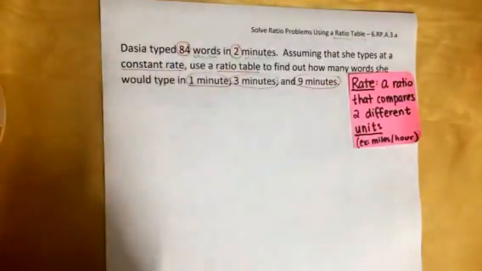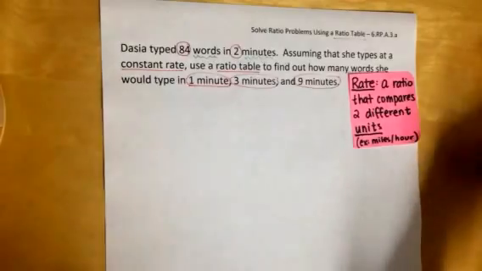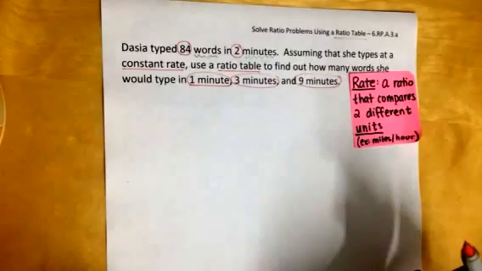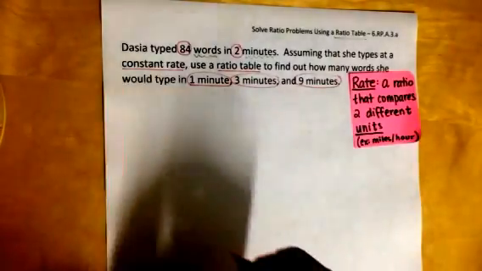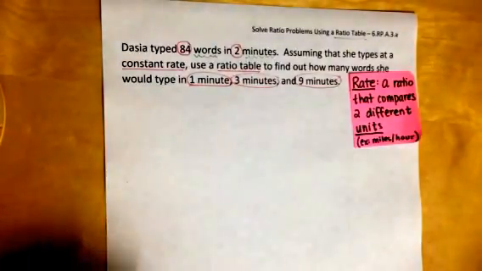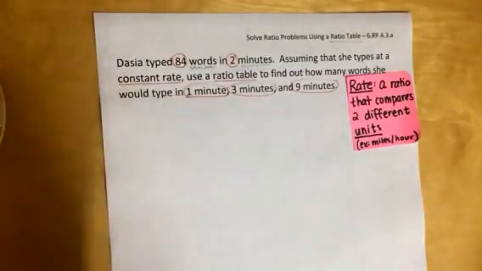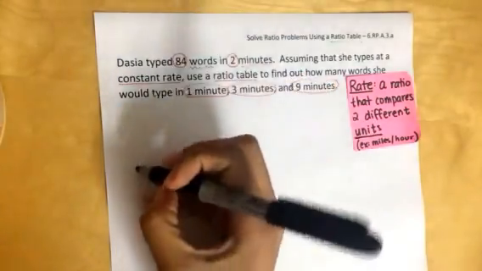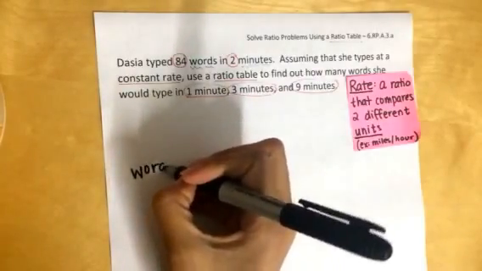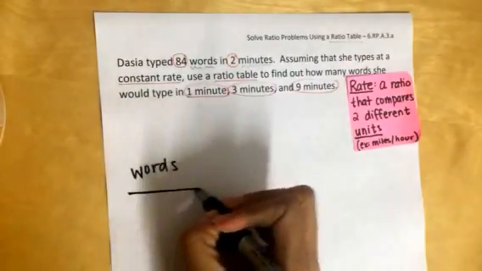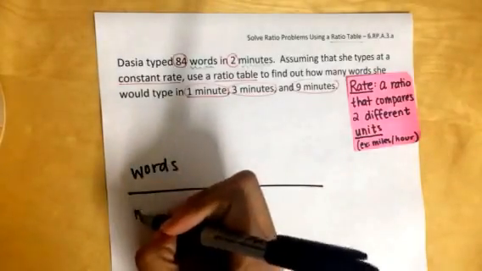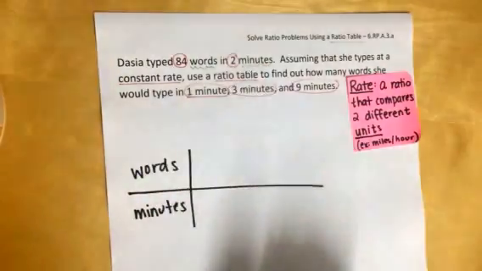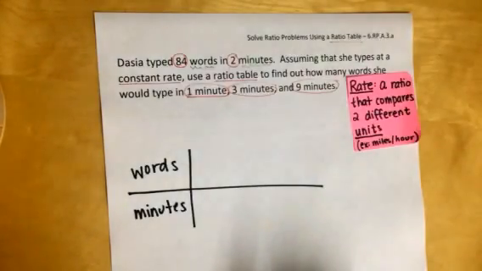Okay, so when we set up our ratio table, sometimes ratio tables can be long or they can be horizontal. So for the sake of space, I'm going to set one up horizontally. The first thing I want to do in my ratio table is write out my ratios. So I am comparing words to my other unit, which is minutes. Remember that because these are different units, that's what makes this a rate and not just a ratio, okay?